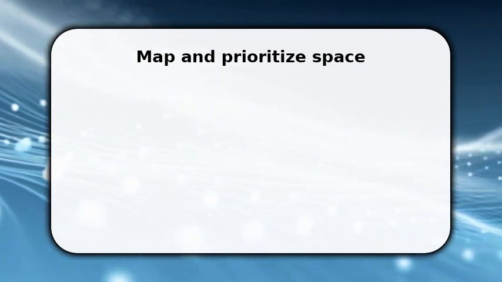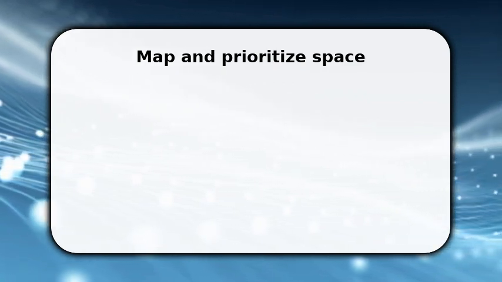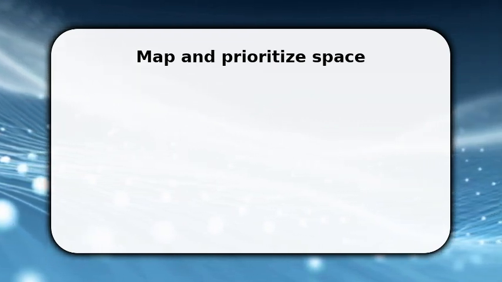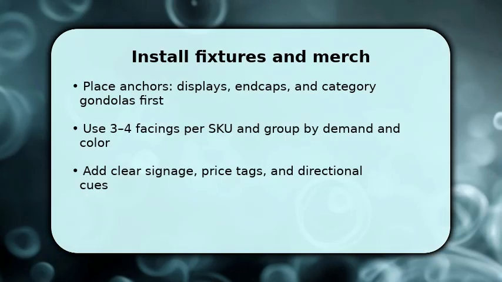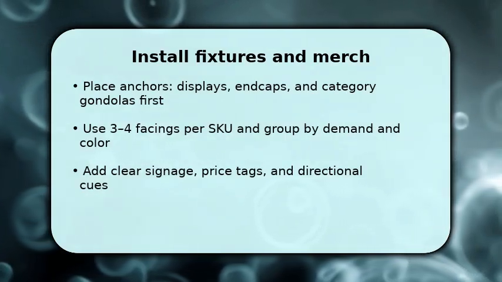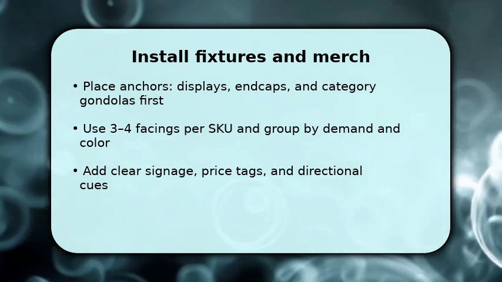Once done, draw primary customer flow and sightlines to guide fixture placement, because you want high-margin or impulse items where shoppers naturally look first. You now install fixtures and begin merchandising with intent. Set anchors like end caps and gondolas where the map sightlines fall. These drive traffic. Make facings consistent.